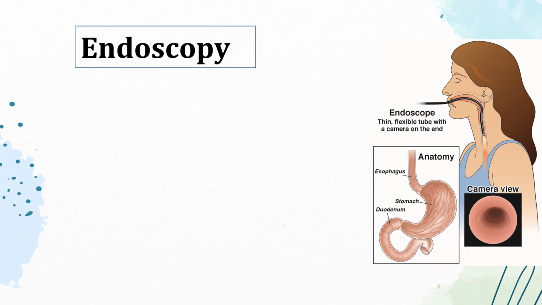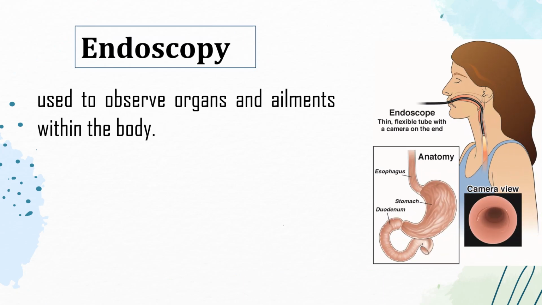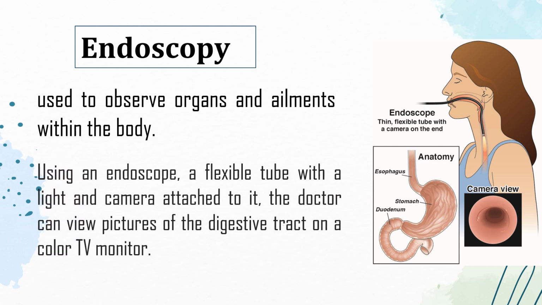Let's have the endoscopy first. Endoscopy is a medical procedure used to observe organs and elements within the body. Using an endoscope, a flexible tube with a light and camera attached to it, the doctor can view pictures of the digestive tract on a color TV monitor.